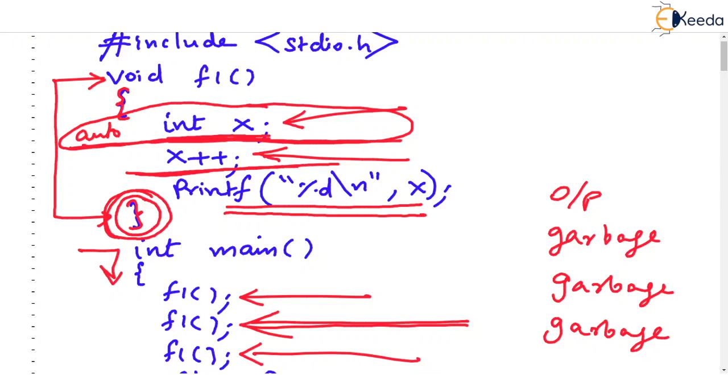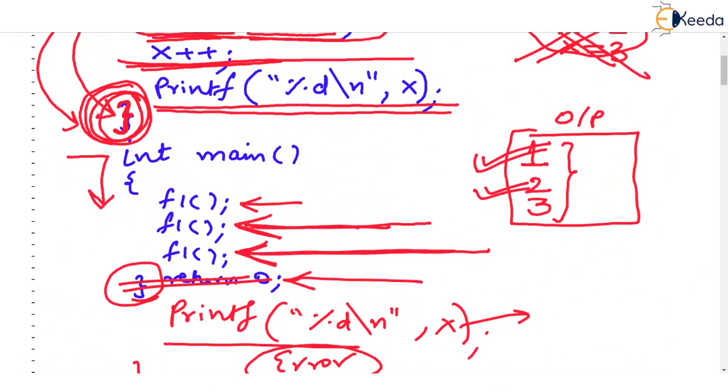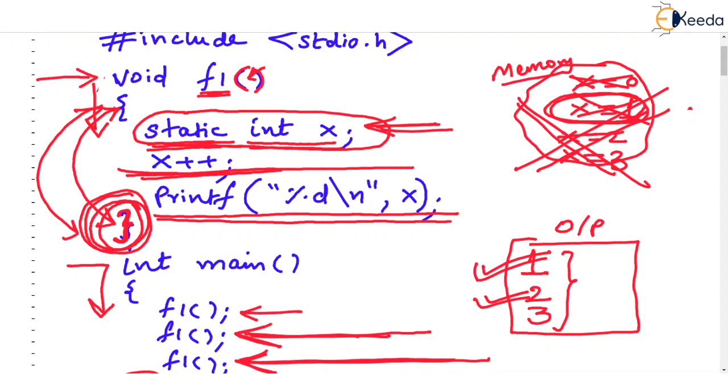But you saw how this static variable, static int x, which was declared inside the scope, was created only once, and you can use it again when you re-enter that scope. I hope I have spoken enough about static variable.